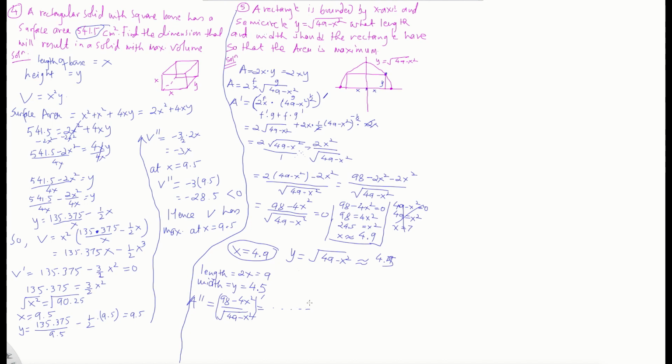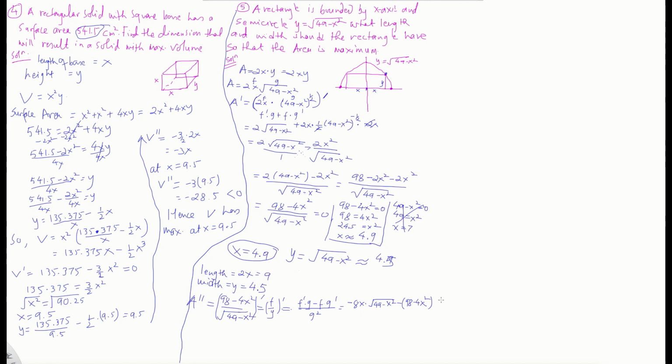Do you know what the formula is? It is f over g and then prime. That will give you f prime times g minus f times g prime, divided by g squared, right? So what is f prime? It is negative 8x times g, which is the square root of 49 minus x squared, minus f, which is 98 minus 4x squared, times g prime.